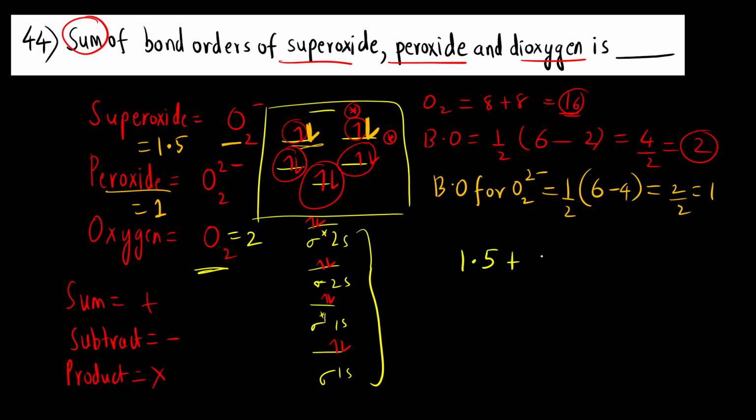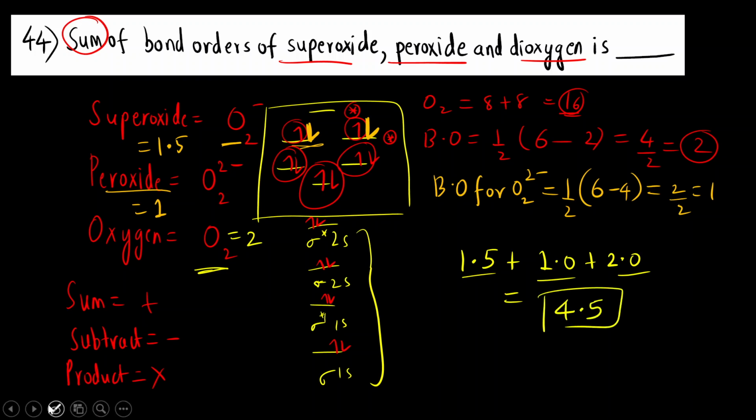1.5 plus 1.0 plus 2.0. Now this is in decimals, so you have to add that value only. 1.5 plus 1 is 2.5. 2.5 plus 2 is what? 4.5. So this is the final answer. 4.5.